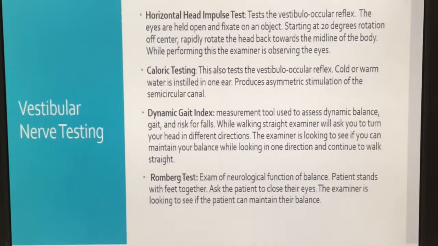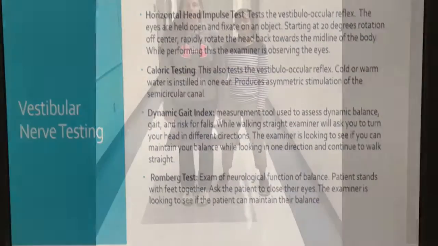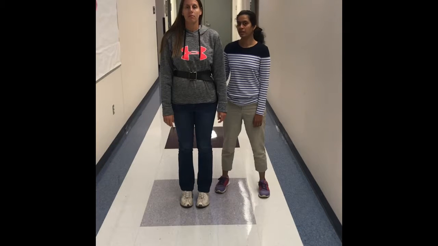The dynamic gait index is a measurement tool used to assess dynamic balance, gait, and risk for falls. While walking straight, the examiner will ask you to turn your head in different directions. The examiner is looking to see if you can maintain your balance while looking in one direction and continue to walk. This is a dynamic gait index.